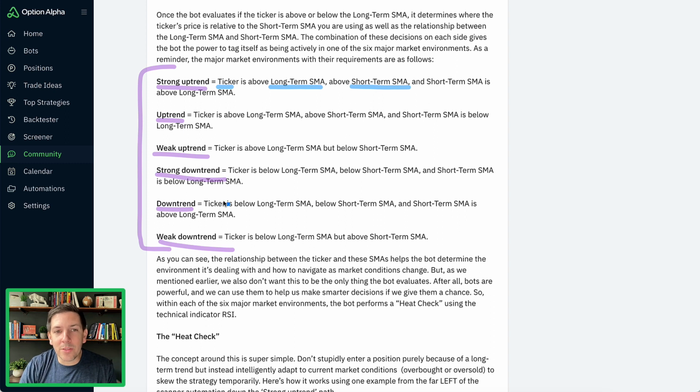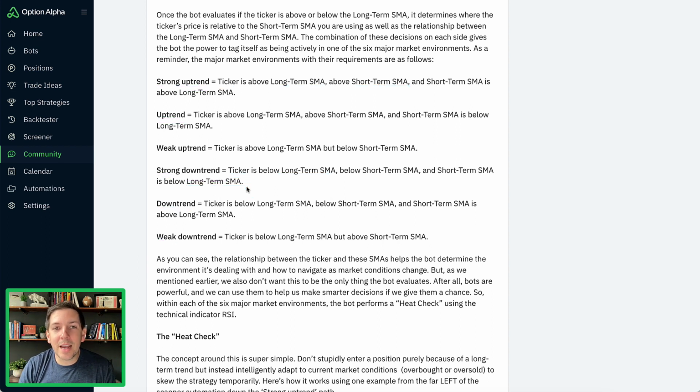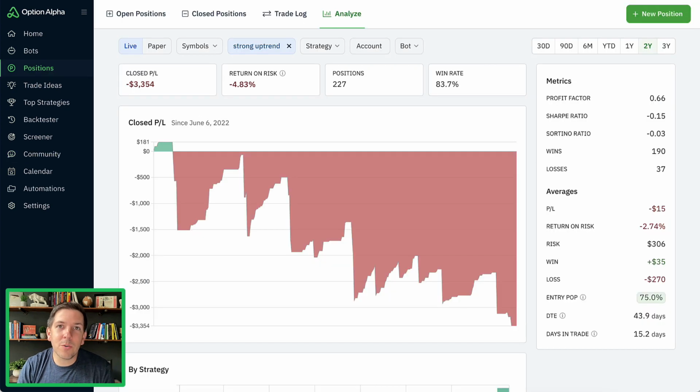And same thing on the opposite side. So a strong downtrend would be the ticker is below the long-term 200, below the short-term, I use the 50, and the short-term 50 is below the 200 as well. So this would be a really, really strong, aggressive downtrend. Now, did that all work? I don't know. We're going to look at the results and see how it shook out. So this is what they are. Just remember these as you keep going back and forth.